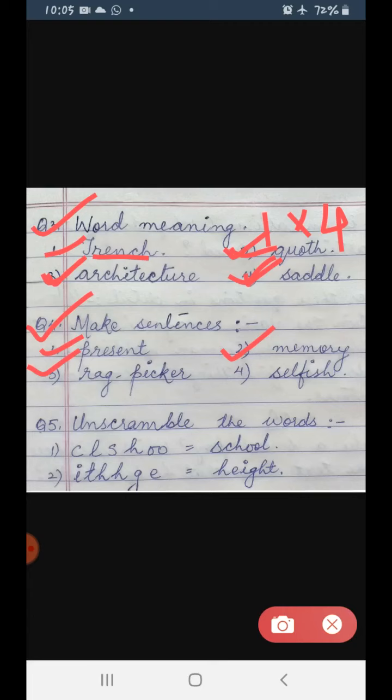And number 4 is selfish. This word is taken from the chapter The Selfish Giant. Clear? Now next, number 5.